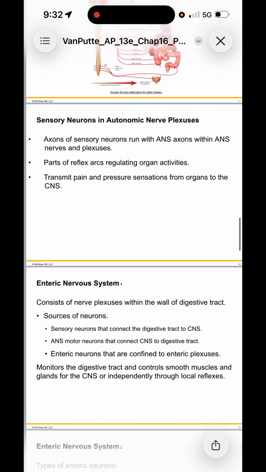Sensory neurons in autonomic nerve plexuses. Axons of sensory neurons run with ANS axons within ANS nerves and plexuses. They are parts of reflex arcs regulating organ activities and transmit pain and pressure sensations from organs to the CNS.